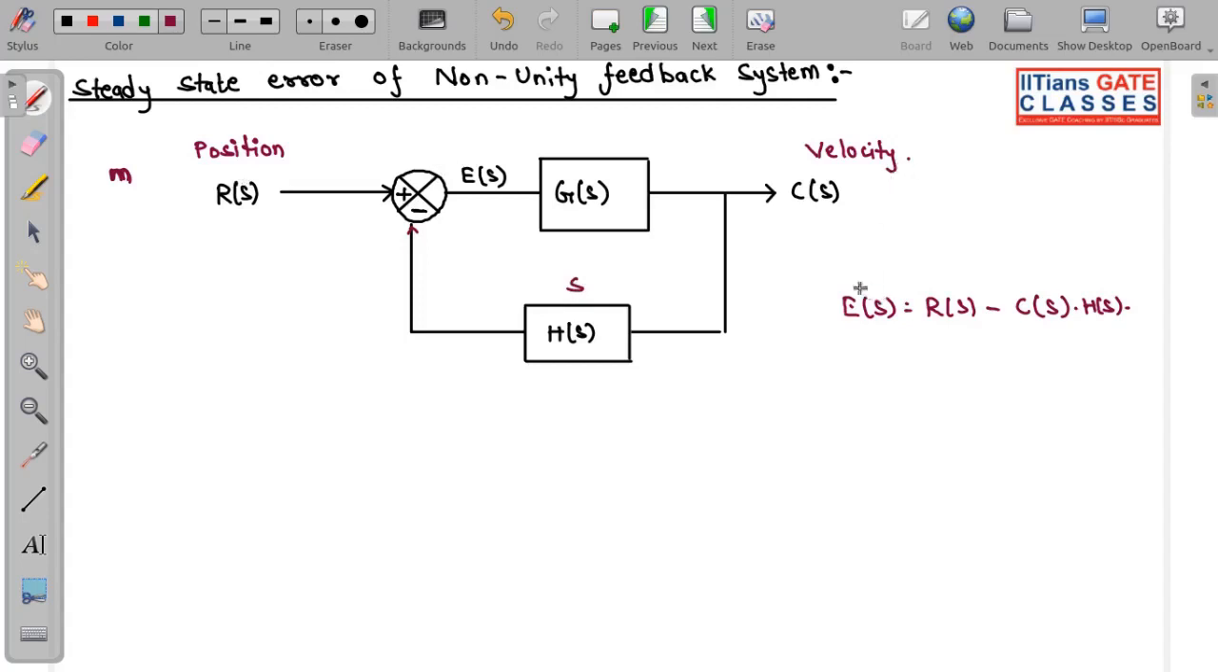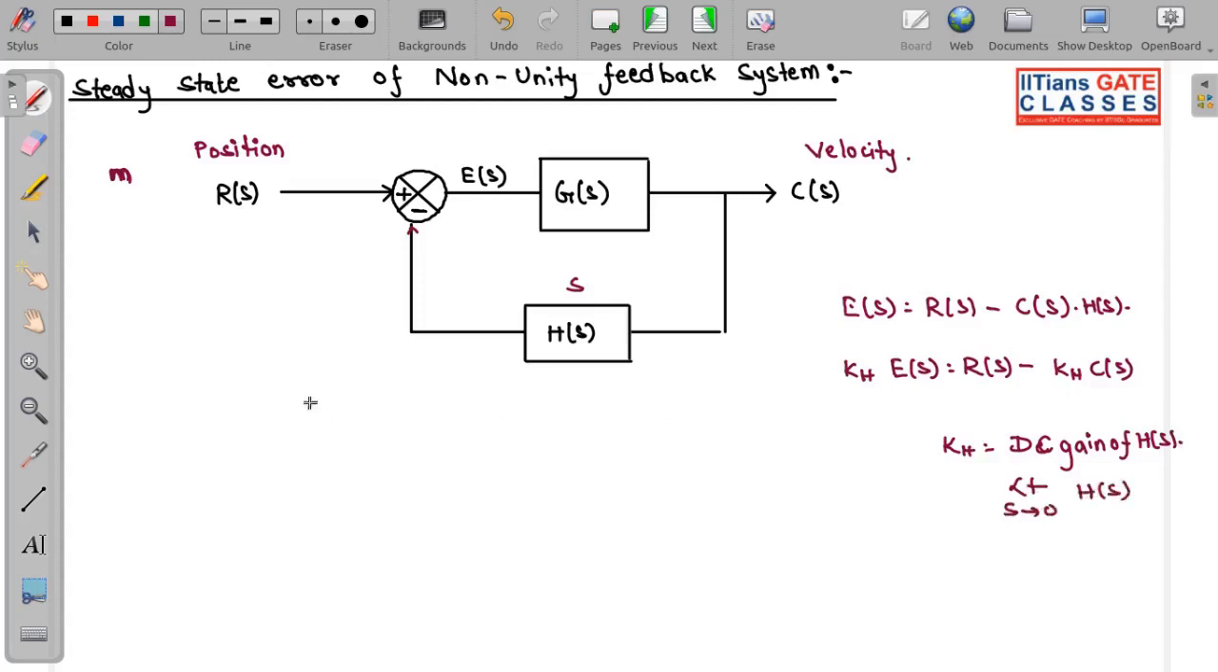Okay. So now over here we have E(s) is equal to R(s) minus C(s) times H(s). Now if we want to make it the same, what do we do? Basically we rewrite this equation as Kh E(s) is equal to R(s) minus Kh C(s). Now this Kh is what? Kh is equal to the DC gain of H(s), so that will be limit s tends to 0 of H(s).